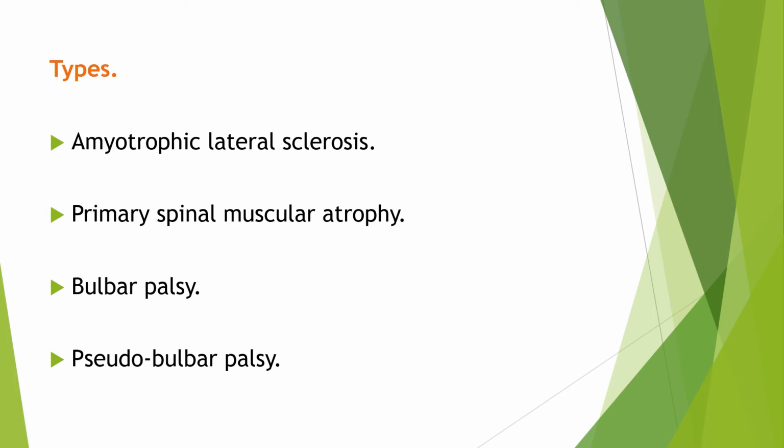Primary spinal muscular atrophy, in this the pure lower motor neuron features will be there. Lower motor neuron features will be found in the lower limbs and the upper limbs as well. There would be no upper motor neuron features. In the limbs there would be hyporeflexia or areflexia, hypotonia, decreased power, and downgoing plantars.